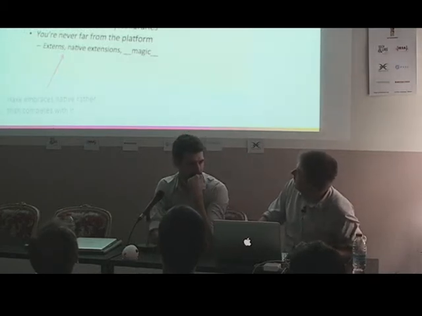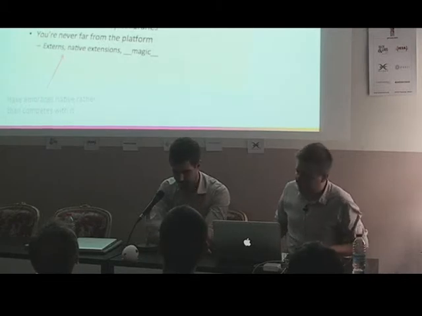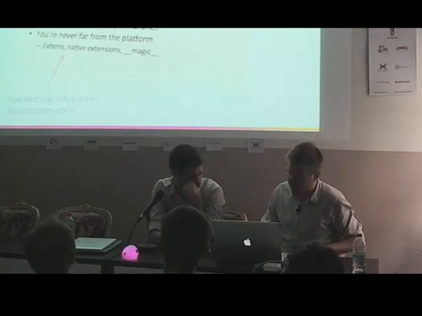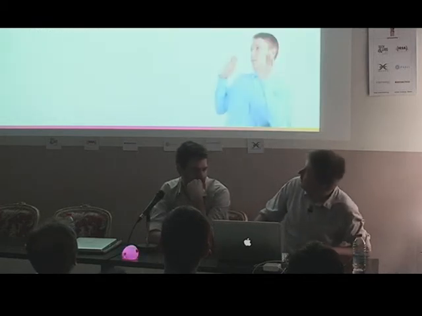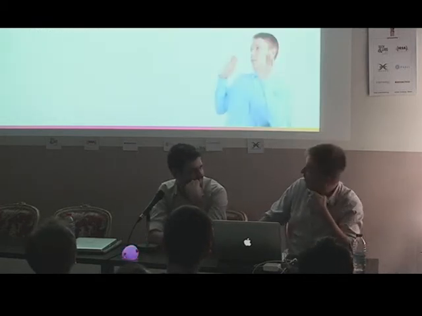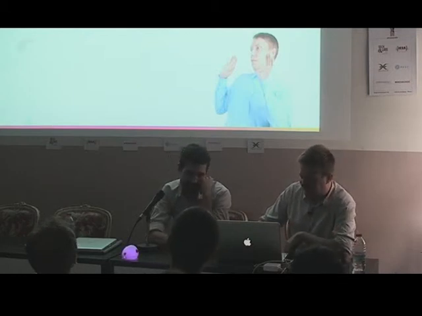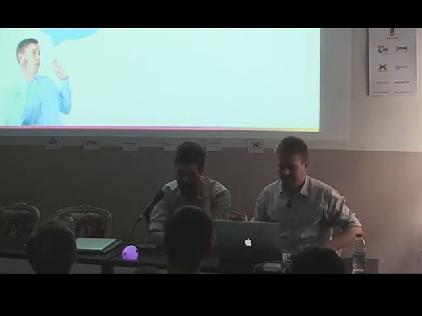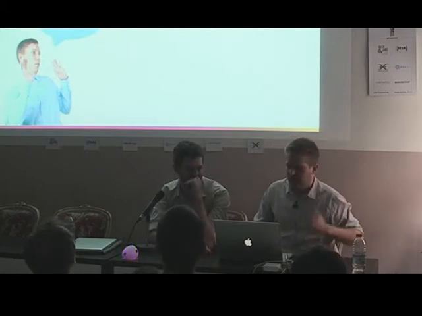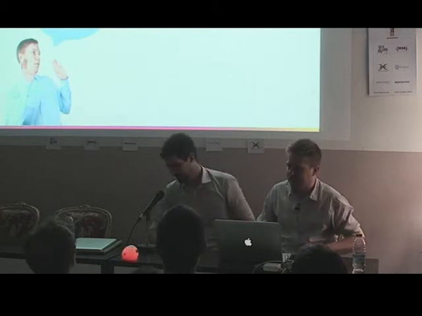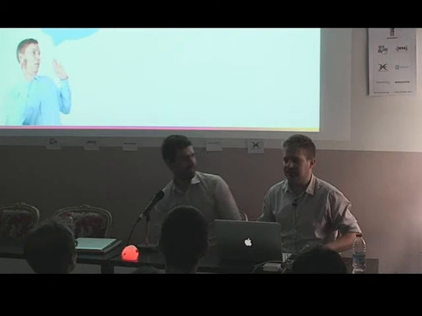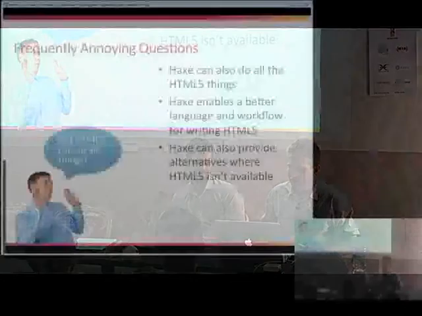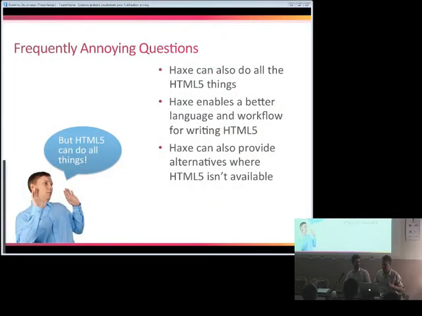So, just looking at how to really convey the expressiveness to other developers. I think we'll just jump through that right now. We thought we'd compile a few of our favorites. HTML: why do we need anything else? Because HTML5 is everywhere. The important thing here is, HTML5 can do everything, and Haxe can do everything HTML5 can do, but you can do it better. And when HTML5 can't do everything, Haxe can provide you an alternative that can.